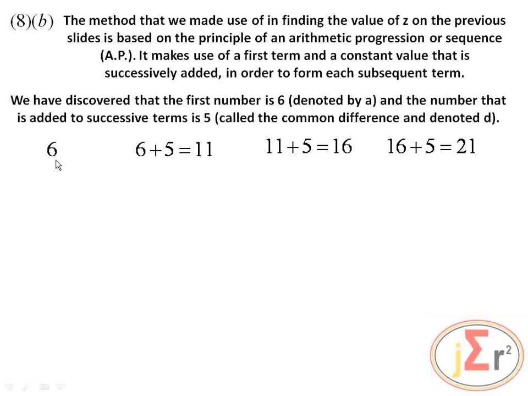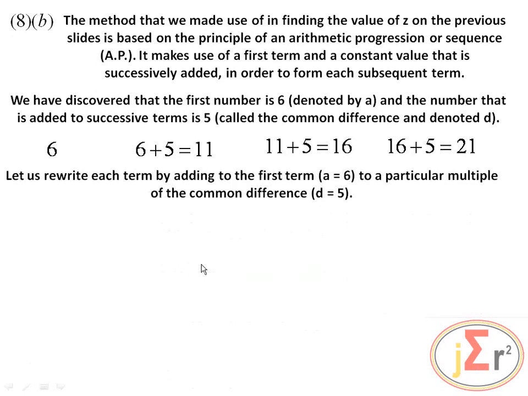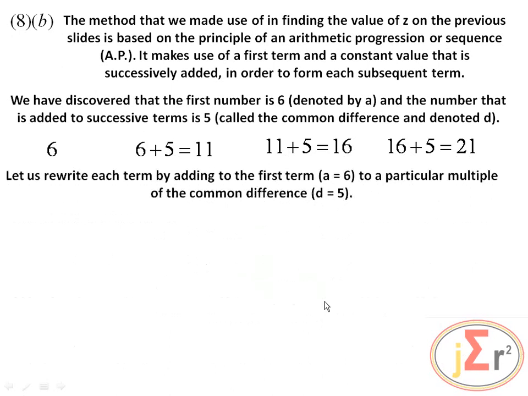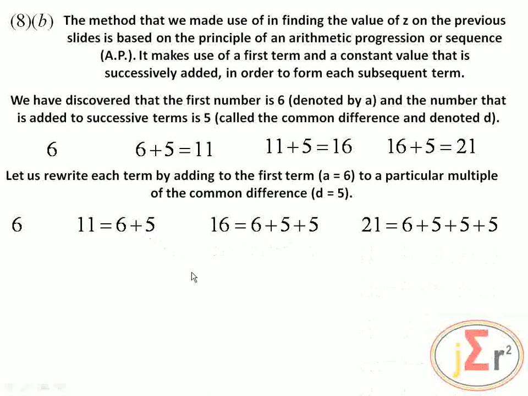So we have 6. So 6 plus the difference will be equal to 11. And 11 plus the difference is equal to 16. Then 16 plus the difference is equal to 21. Let us rewrite each term by adding to the first term, which is A, 6, a particular multiple of the common difference. So 6, and 11 is 6 plus 5, and 16 is 6 plus 5 plus 5, and 21 is 6 plus 5 plus 5 plus 5.